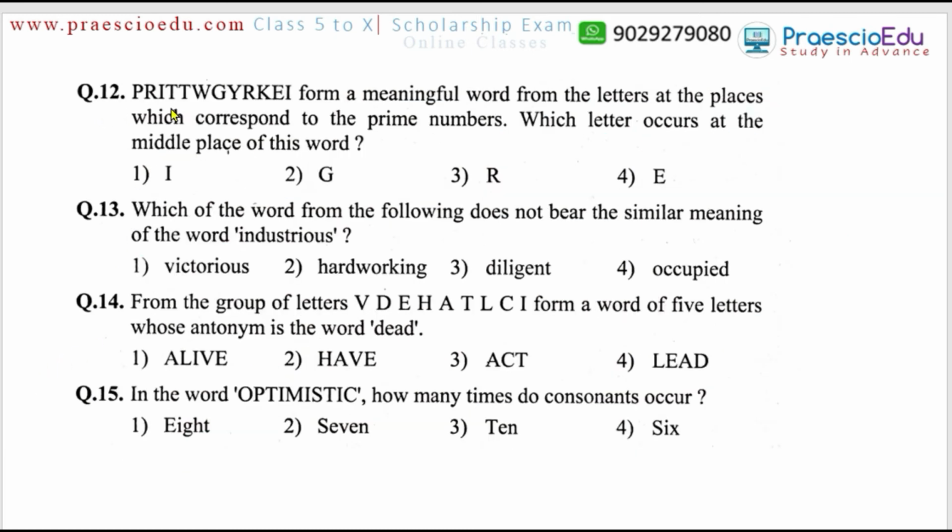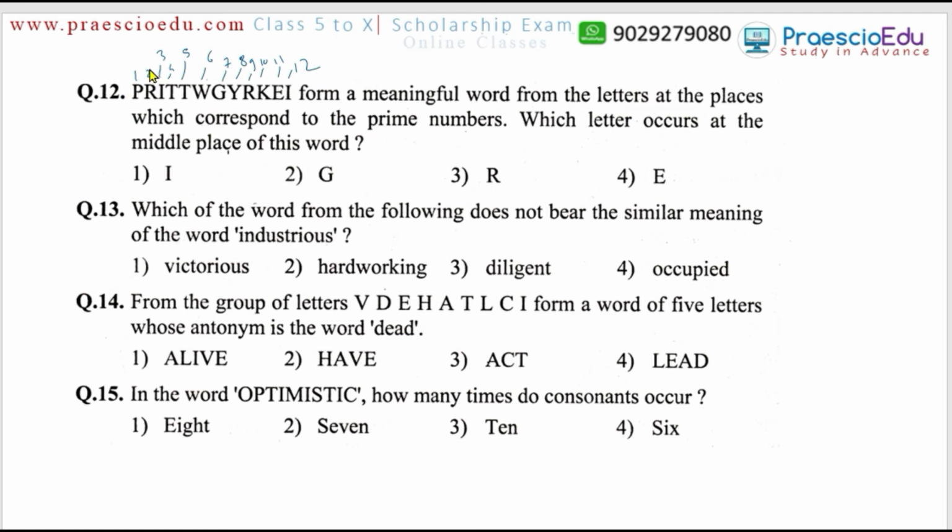Now question 12. This is our letter series. Form a meaningful word from the letters at the places which correspond to the prime numbers. Which letter occurs at the middle place of this word? So we have to form the word first, and in that word, choose the letter at the middle place. So first, second, third, fourth, fifth, sixth, seventh, eighth, ninth, 10, 11, and 12. From this, choose the correspondence of the prime numbers.